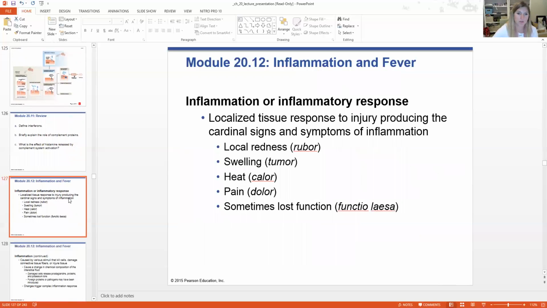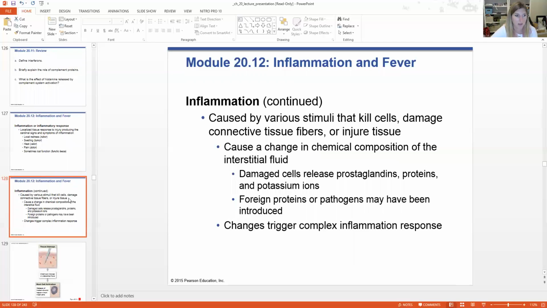The inflammatory response is a localized response that causes redness, swelling, heat, pain, and sometimes loss of function in that particular area. It can be caused by a variety of stimuli that kill cells. It could damage connective tissue. It could be caused by injured tissue. So basically, it's going to cause a change in the chemical composition of that interstitial fluid and those damaged cells, releasing prostaglandins, proteins, and potassium ions. Foreign proteins and pathogens that have been introduced all can bring on inflammation.